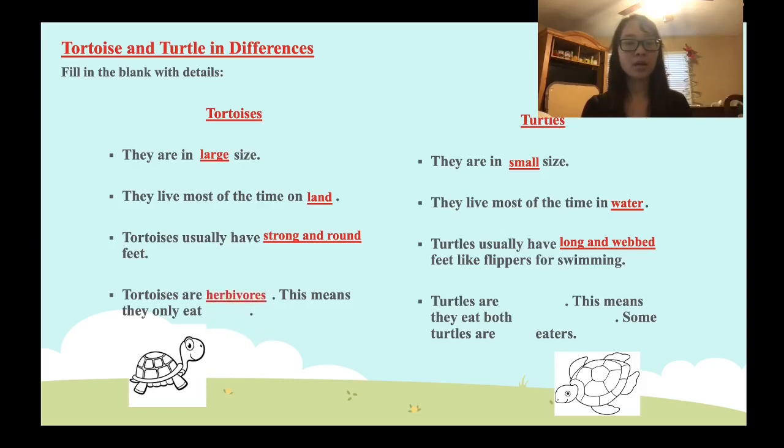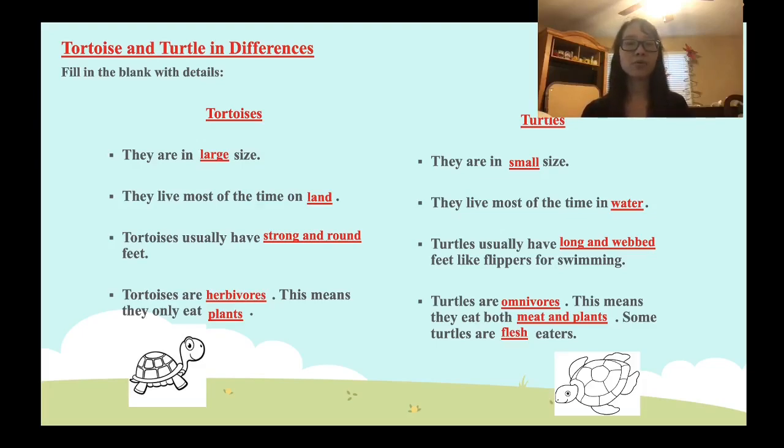Tortoises are herbivores. This means they eat only plants. Turtles are omnivores. This means they eat both meat and plants. Some turtles are flesh eaters. In this sentence, flesh means meat. Some turtles can eat meat.